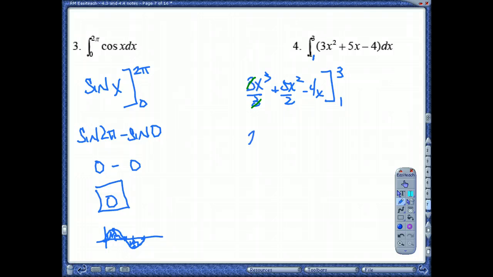So when I do that, that's going to be 27 plus 45 over 2 minus 12 minus, then you're going to plug the 1 in, 1 plus 5 halves minus 4. Make sure that you're distributing that negative through, so your final answer should be 38.